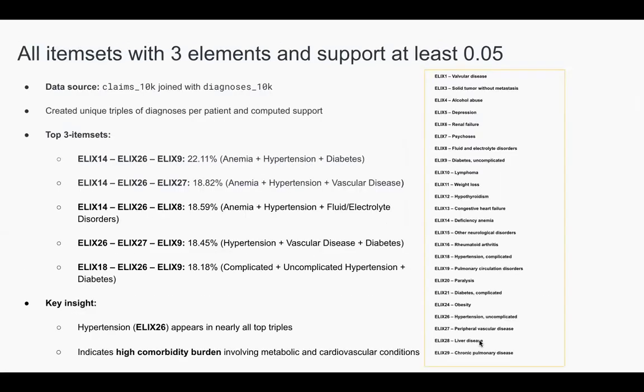This was the next question here. All item sets with 3 elements and support at least 0.05. So for 3 item sets, I looked at triples of diagnoses that appear together in at least 5% of patients. The top combinations include hypertension, diabetes, and anemia, which appeared in 22% of patients. Hypertension was present in almost every top triple, confirming it was a central condition in chronic disease clusters. This suggests a high comorbidity burden involving metabolic and cardiovascular conditions.